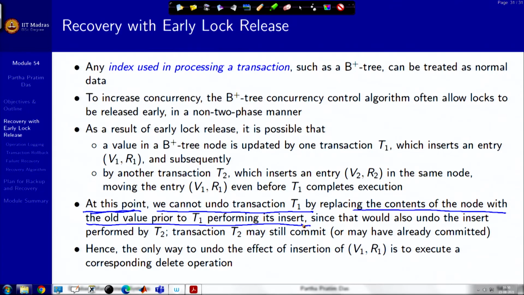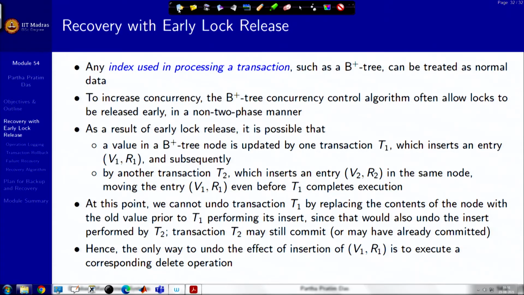Now, if you do that in this case, then you also undo the insert performed by T2. Right? And T2 may have committed or may still have to commit. So, you wanted to undo V1 R1, but since you will have to write the old value of the node, you will actually undo V1 R1 as well as V2 R2, which is for a different transaction. So, in order to bring the database back to a consistent state, because you are rolling back T1, you actually create a new inconsistent state.